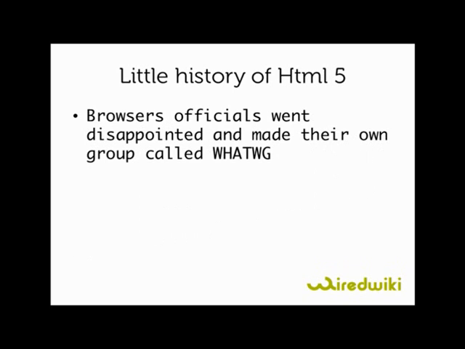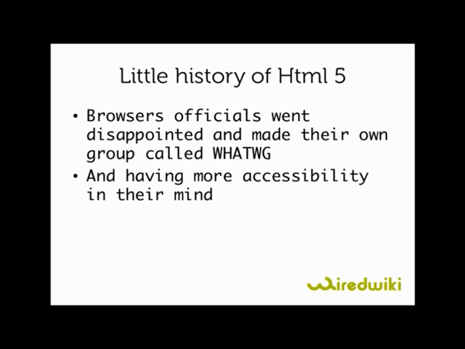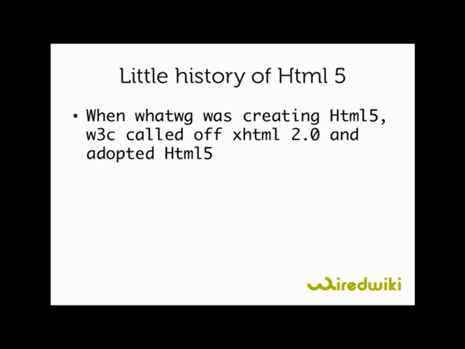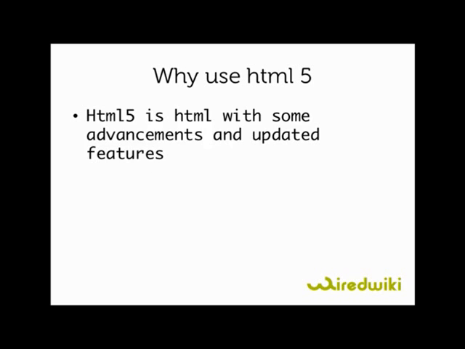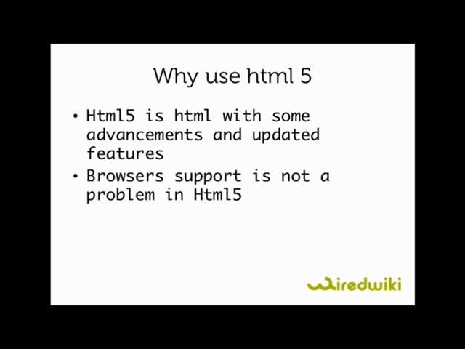The meeting ended, and browser officials were disappointed with it and made their own group called the WHATWG Group. With more accessibility in their minds, they created HTML5. When WHATWG was creating HTML5, W3C called off XHTML 2.0 and adopted HTML5. Note, the main motto of making HTML5 was to maximize the accessibility of XHTML on different kinds of instruments and systems.